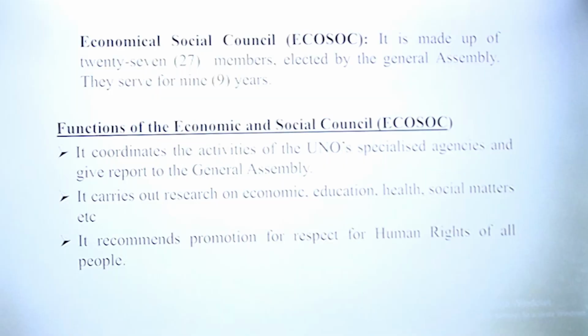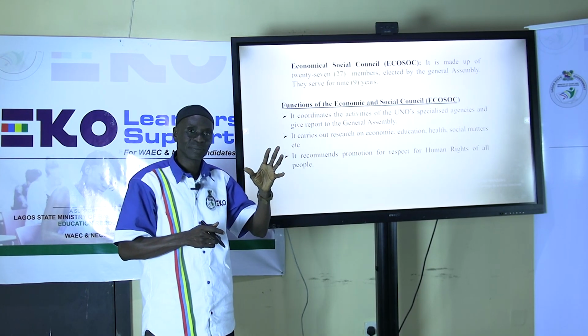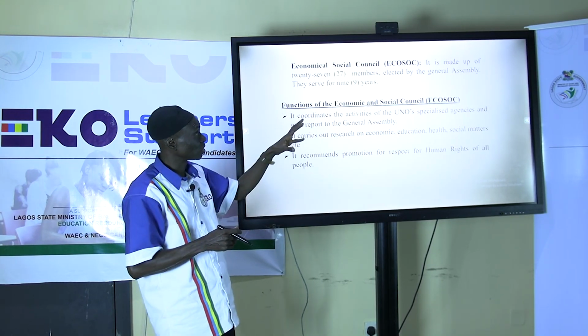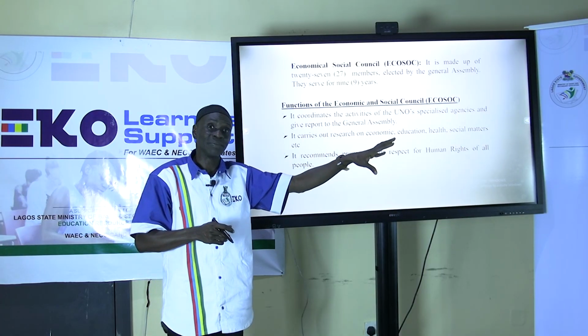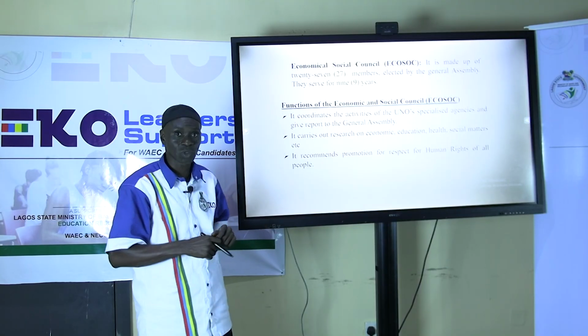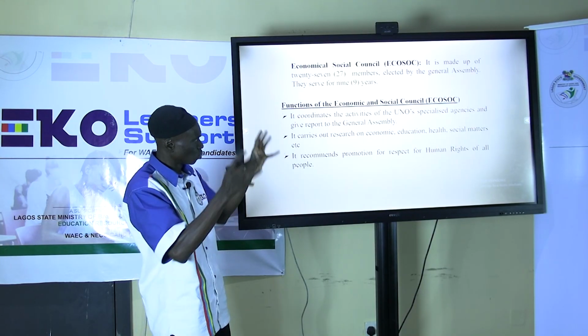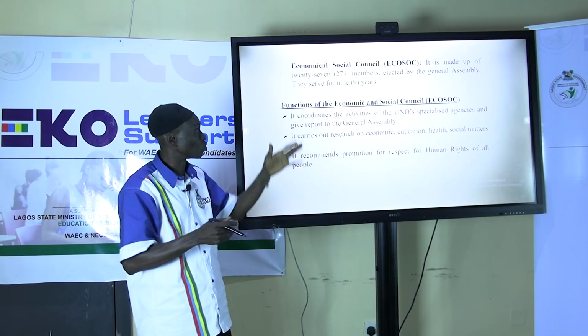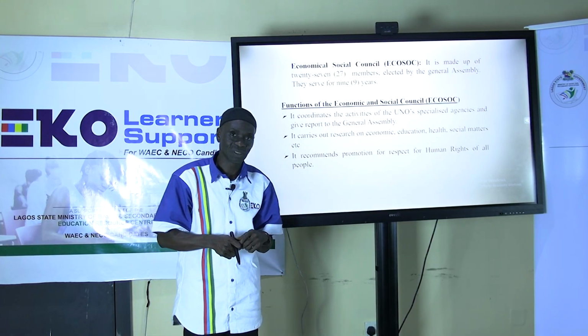The next organ of UNO is the Economic and Social Council. It is called ECOSOC as an acronym or abbreviation. This is made up of 27 members elected by the General Assembly. Don't forget, the General Assembly, we said, is the highest organ among all other organs, which not only approves the appointment of the Secretary General, it also elects the members of ECOSOC. The members are elected to serve for a period of 9 years each.